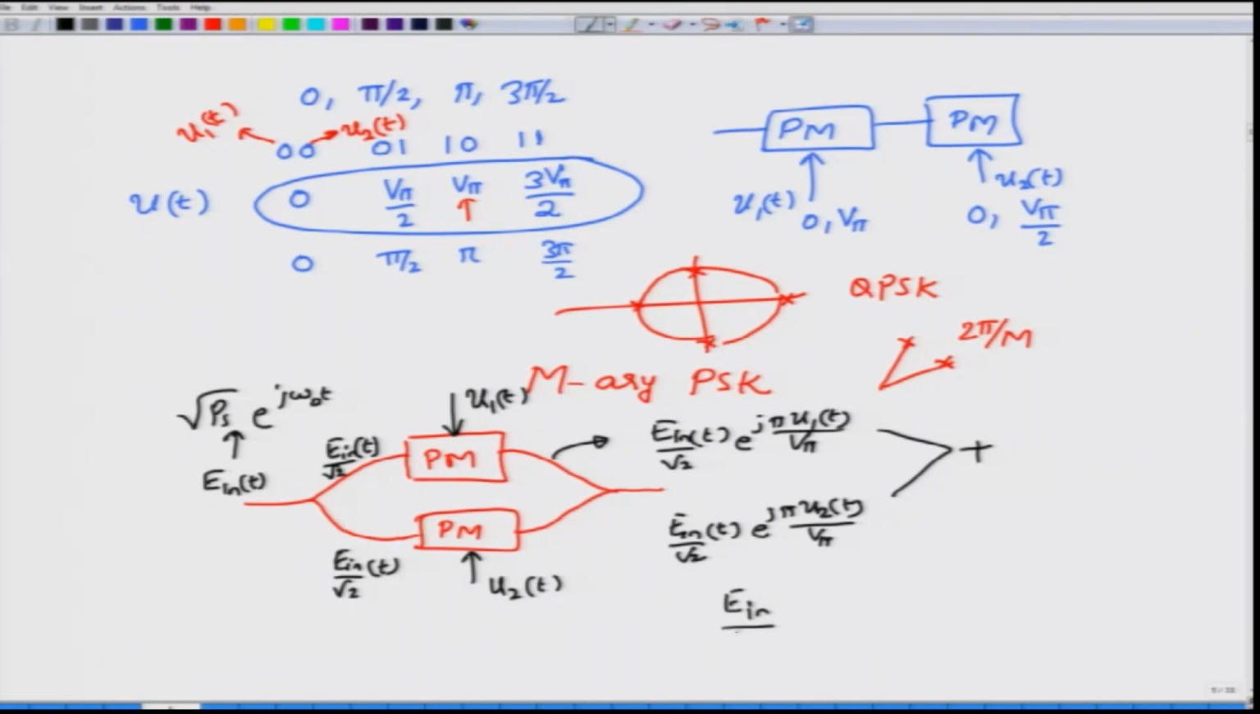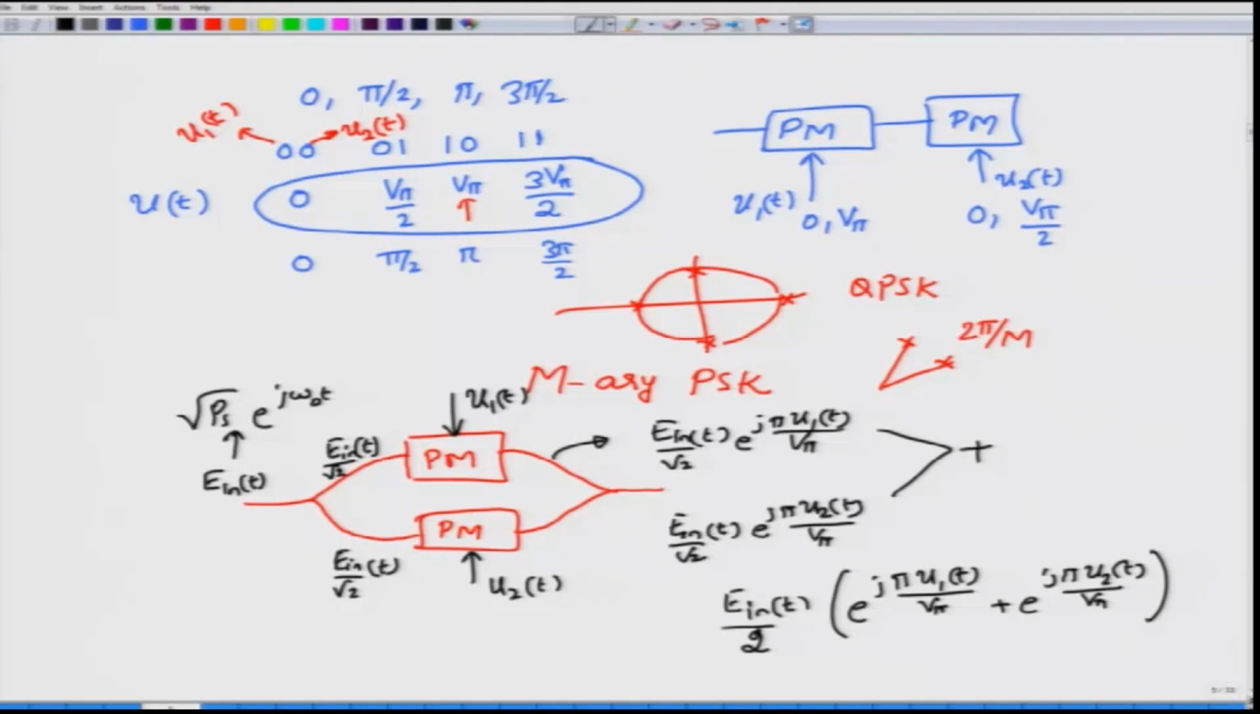So, what you will get at the output will be the input signal E in of t by root 2, because you are combining them again, there will be 1 by root 2, 1 by root 2, which essentially becomes half. So, you have E in of t by 2 times e to the power j pi u1 of t by V pi plus e to the power j pi u2 of t by V pi. I am assuming that both phase modulators have the same value of V pi.